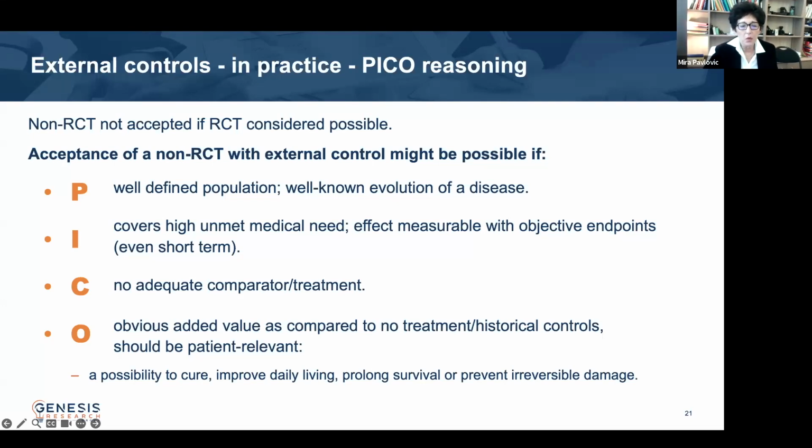Of course, no adequate comparator or no adequate standard of care, and obvious and huge added value as compared to no treatment or to historical controls. Possibility to cure, improve daily living, survival. What do we mean? We mean that if you have a drug that somebody in a wheelchair will take and then stand up and walk, this is okay. If you can cure a disease as Gleevec 20, 30 years ago, it is okay. So it means a huge effect size.